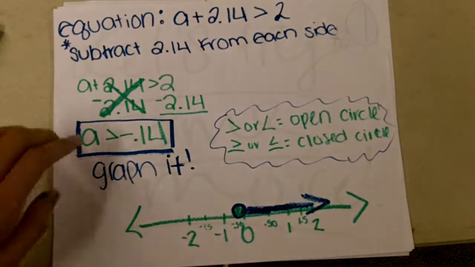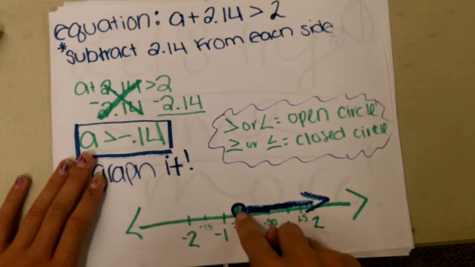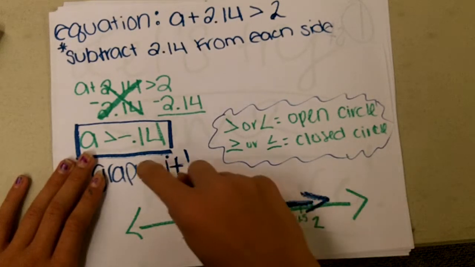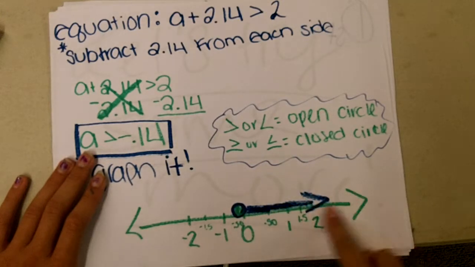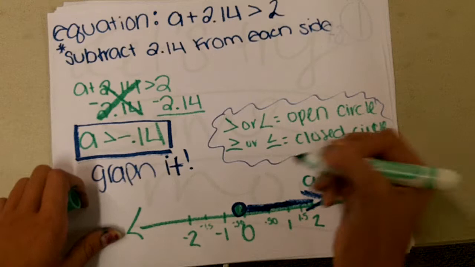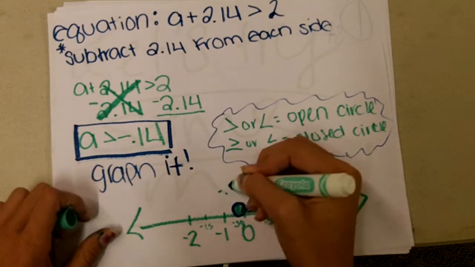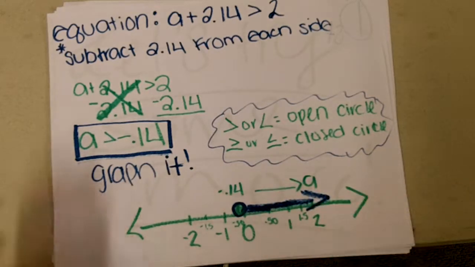And since you put it on the number, which is negative 0.14, which is right about there, and then a is greater than it, so you put the arrow going to the greater, because a is over here. So negative 0.14, a is greater than it, so you do the arrow going that way.